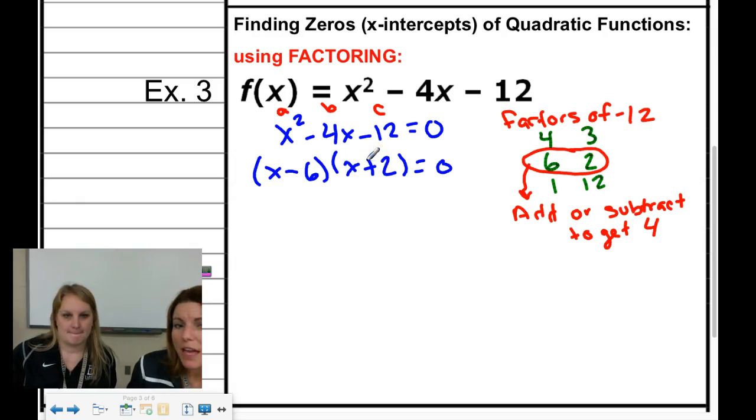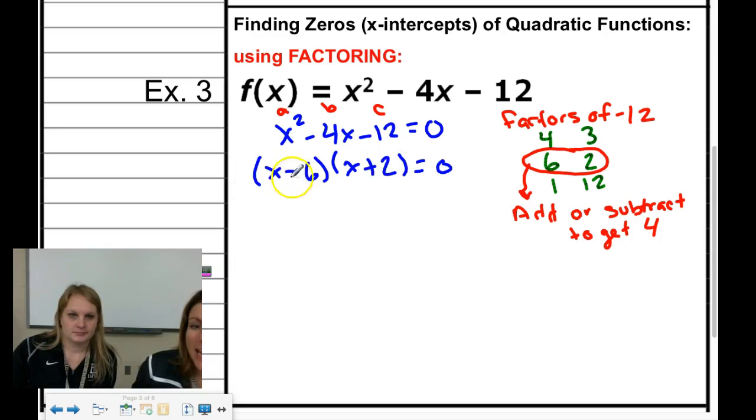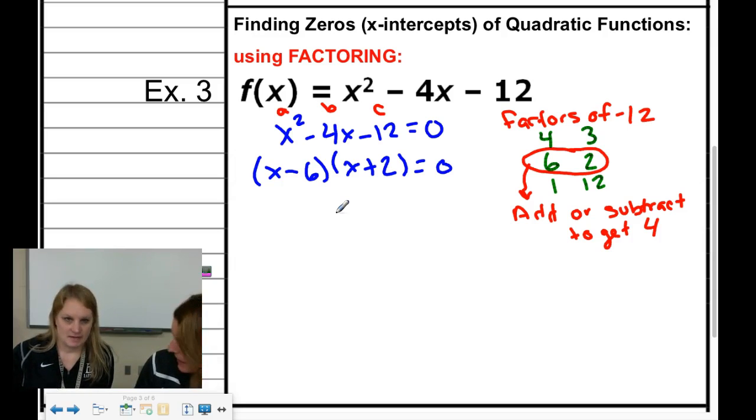Perfect. So now if you check that, negative 6 times 2 is a negative 12, and negative 6 plus 2 is a negative 4. So they have to multiply to C and add or subtract to B. Okay? So now we're not done.